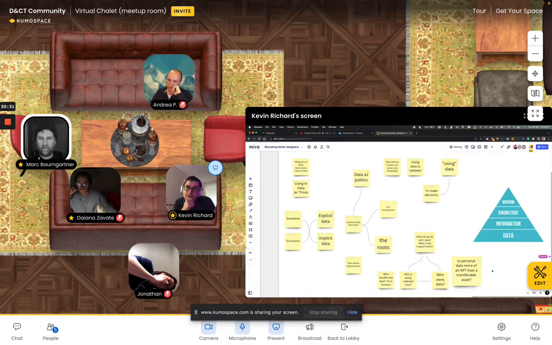Yeah. Or if it's the case, we are looking at very specific kinds of data, right? Right. Yes.